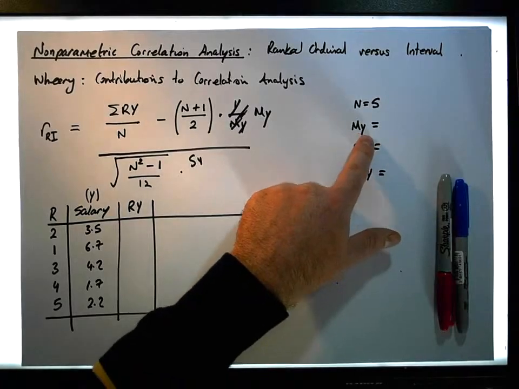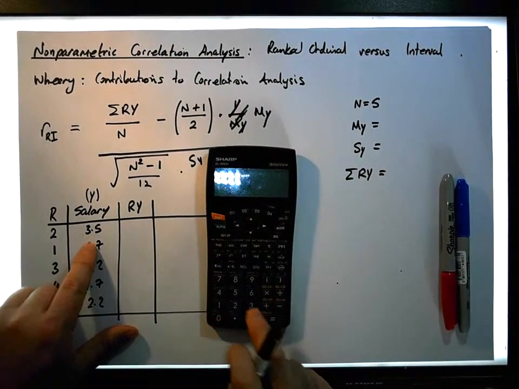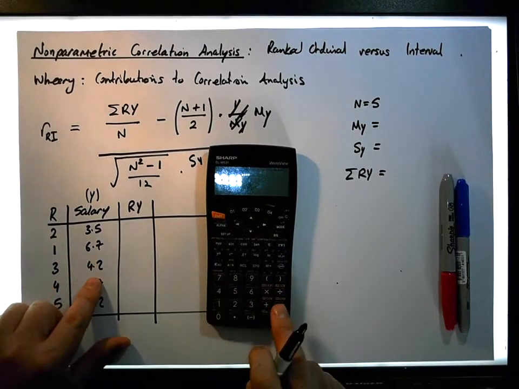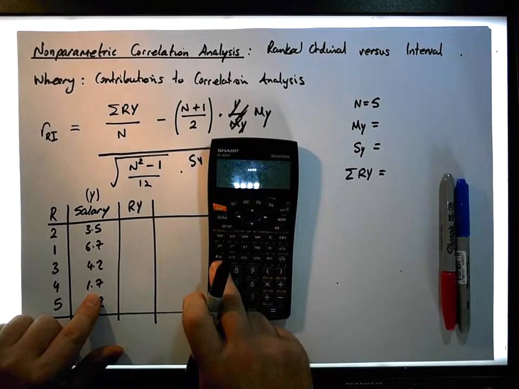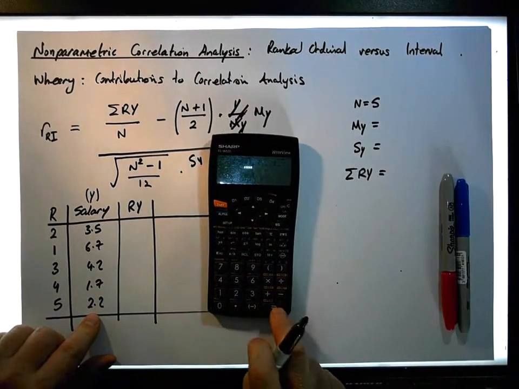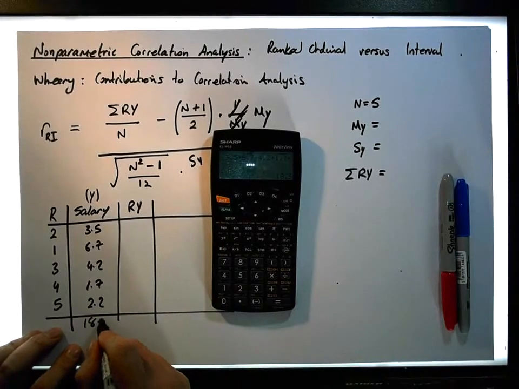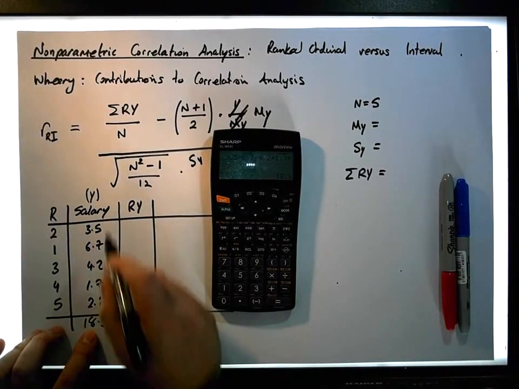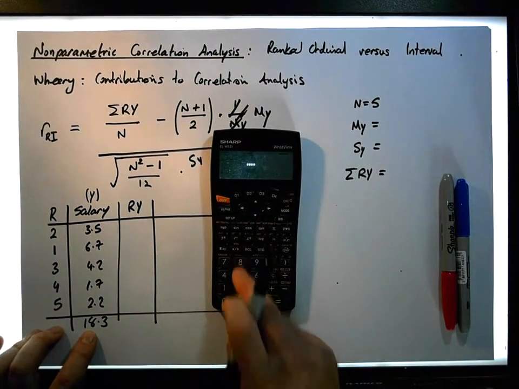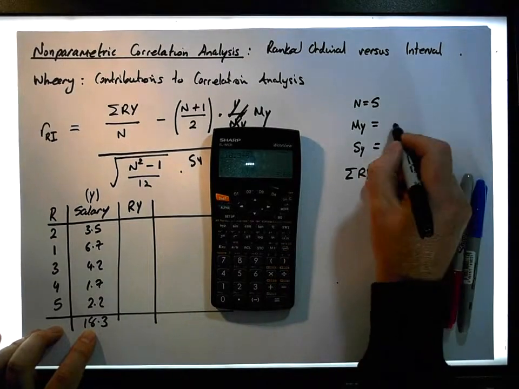Let's calculate the mean of the y variable first of all. So what we have here is we're going to sum up these values: 3.5 plus 6.7 plus 4.2 plus 1.7 plus 2.2 gives us a total score here on the salary of 18.3. We need the average of that, so we're going to divide that by 5, the sample size. So 18.3 divided by 5 gives us an average of 3.6.